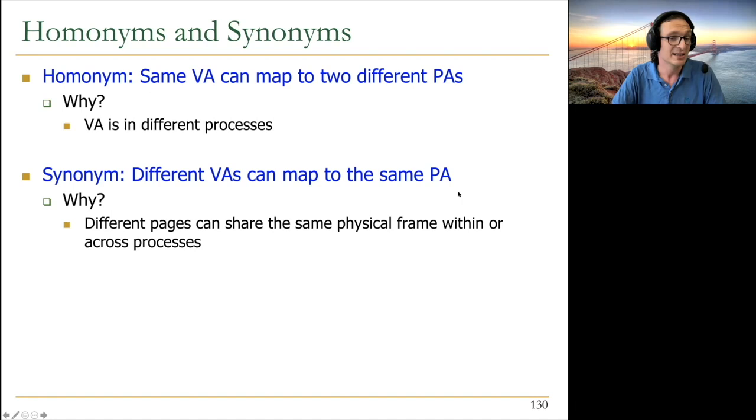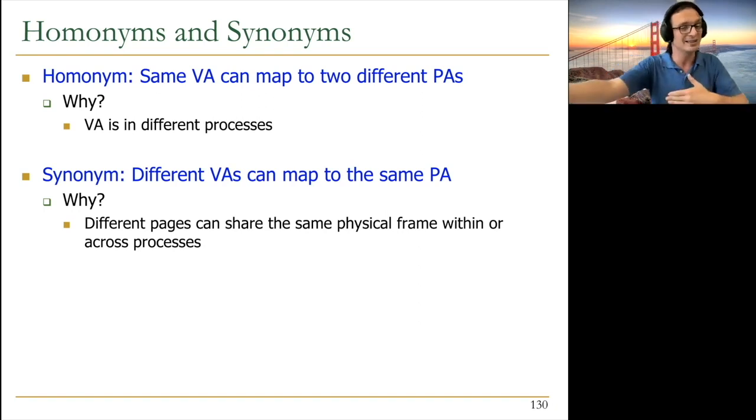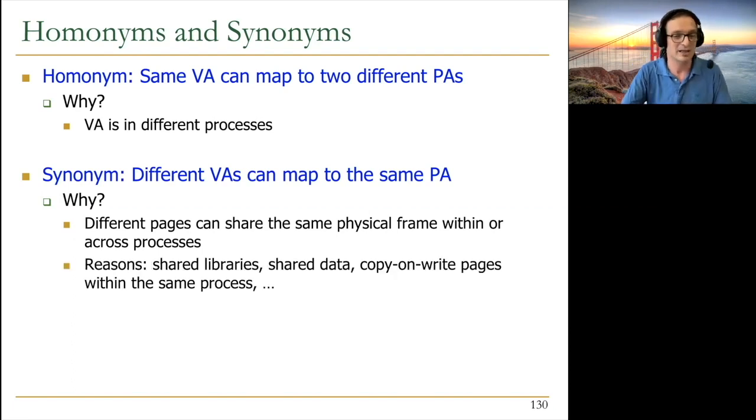And again, why? Different pages can share the same physical frame within or across processes. Essentially, different virtual addresses can map to the same physical address, just like we saw in the Google example. Different virtual addresses map to the same file, which is mapped to the physical memory. And many different virtual addresses can map to the same physical address. There could be many reasons: shared libraries, shared data, copy-on-write pages within the same process, files that are mapped. That's part of shared data, actually.